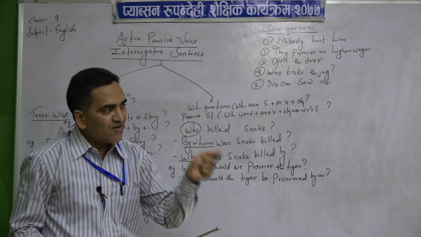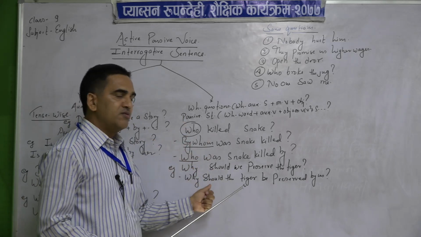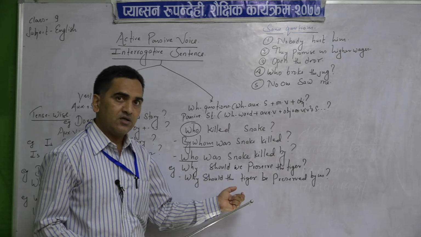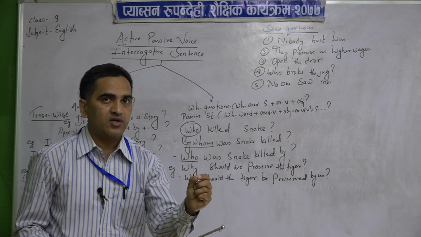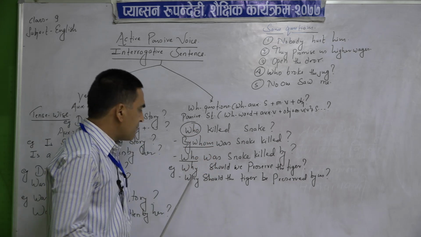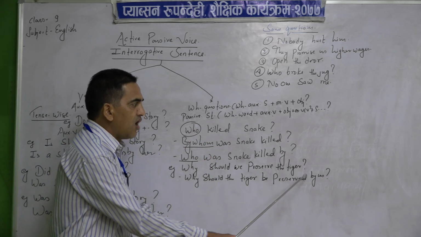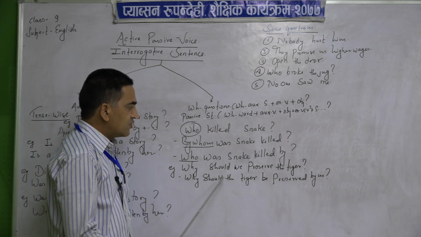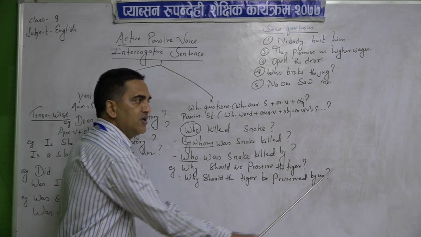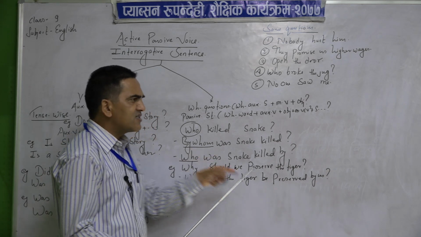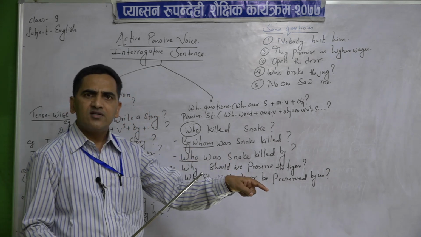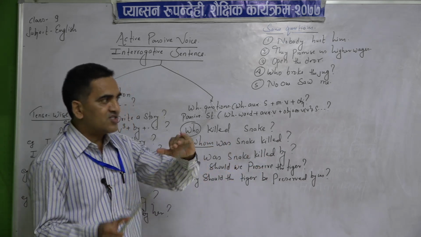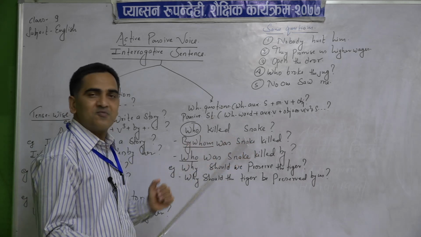When you start with should, could, might, may, can, could, ought, there must be be plus V3 in the passive. For example, why should the tiger be preserved by us? We should is changed into us. Why should the tiger be preserved by us? Active also asks the same question, passive also asks the same question. In meaning there is no difference, only the structures are dismantled here and there.